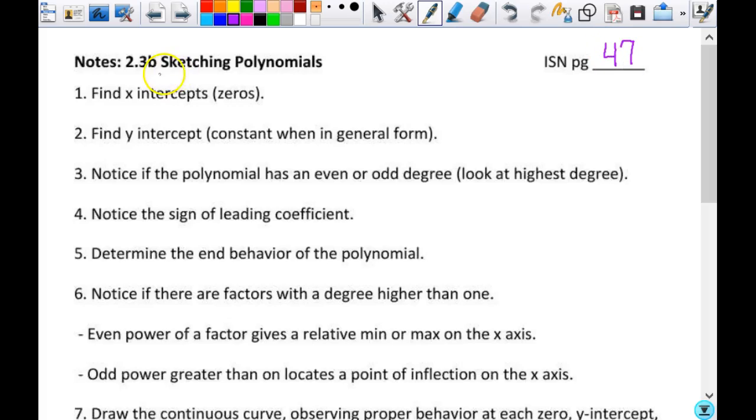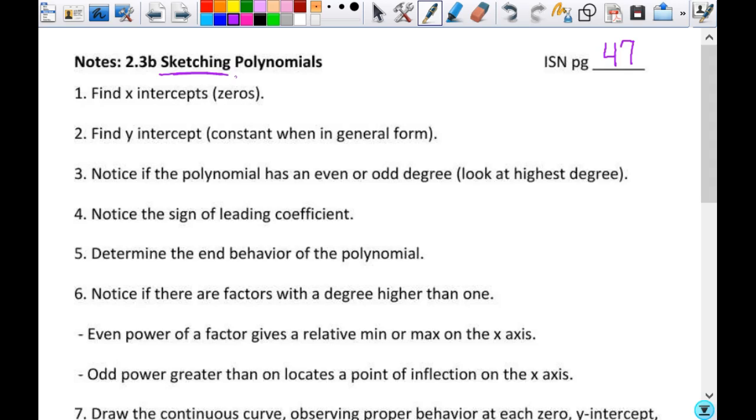Okay, this is sketching polynomials. We're not graphing them, we're sketching them. A little bit different because we're not going to have all the specifics we need to get a specific, exact graph, but that's okay. We're going to use what we can find now. The other stuff requires skills that we don't have yet.